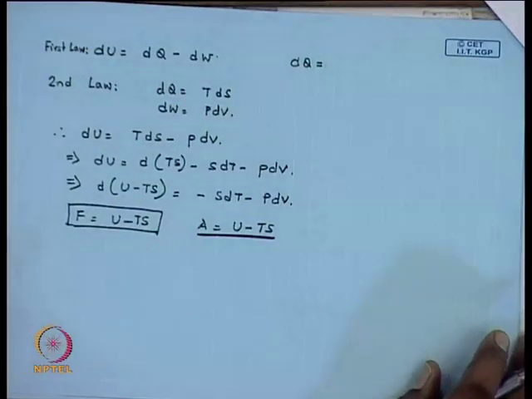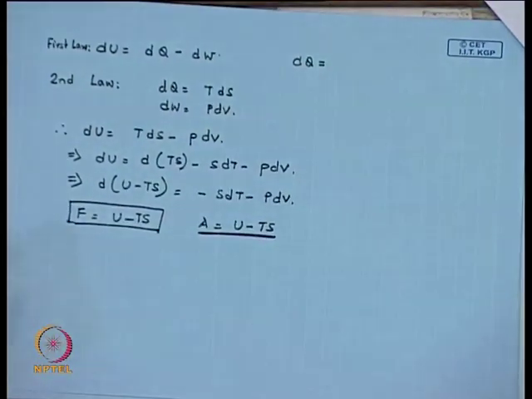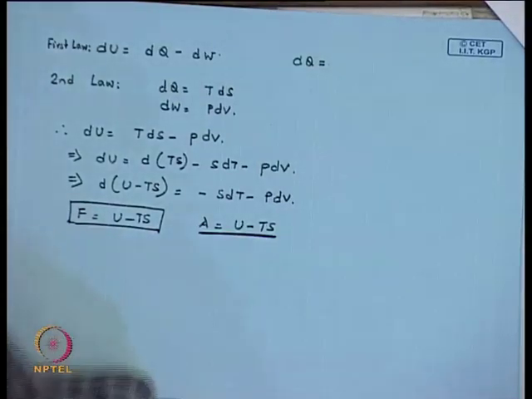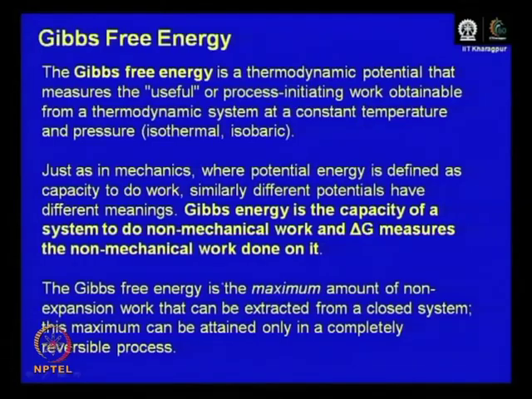I am sure you have also come across the other very popular or well known free energy. You must understand what is the difference, which is the Gibbs free energy. Now, Gibbs free energy is the thermodynamic potential that measures the useful or process initiating work obtainable from a thermodynamic system at a constant temperature and pressure. So, it is essentially isothermal and isobaric.